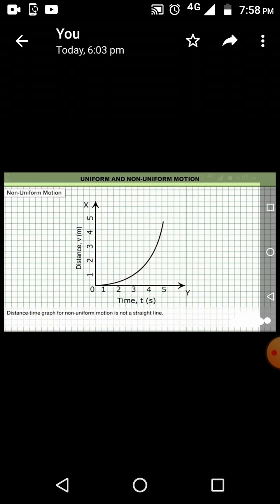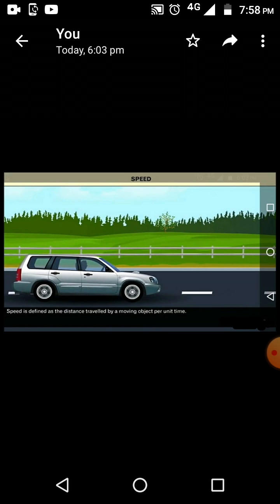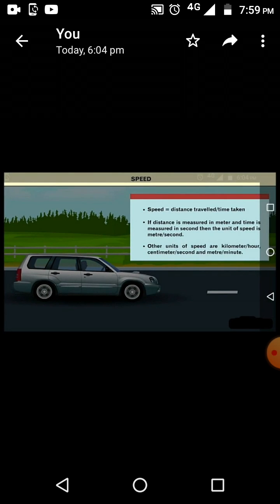Now, next topic is speed. Speed is defined as the distance traveled by a moving object per unit time. Speed is equal to distance traveled upon time taken. If distance is measured in meter and time is measured in second, then the unit of speed is meter per second. Other units of speed are kilometer per hour, centimeter per second, and meter per minute.